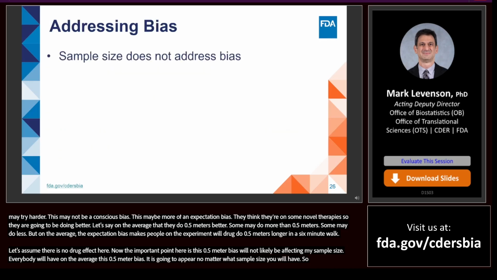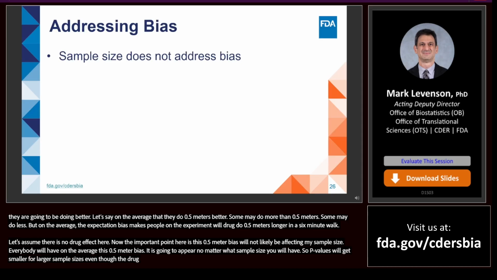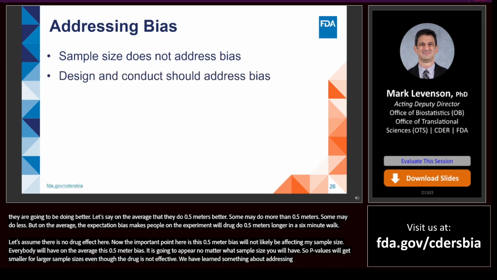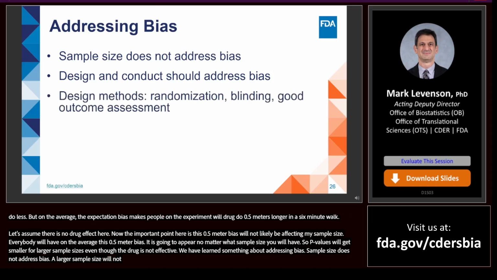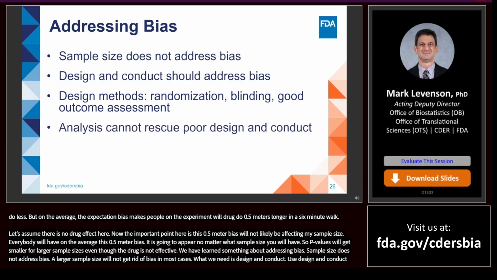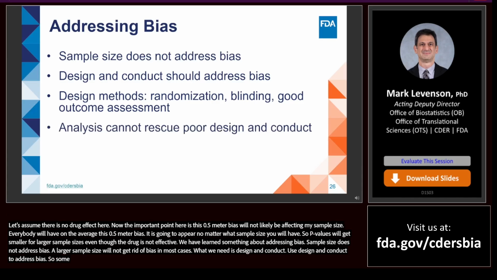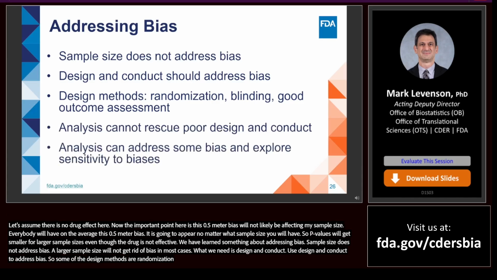We've learned something about addressing bias. Sample size does not address bias. A larger sample size will not get rid of bias in most cases. What you need is design and conduct. You use design and conduct to address bias. So some of the design methods are randomization, blinding, good outcome ascertainment. What I'd like to say is analysis cannot rescue poor design and conduct. Analysis can address some bias and explore sensitivities to bias, which I'll talk about at the end of the talk.